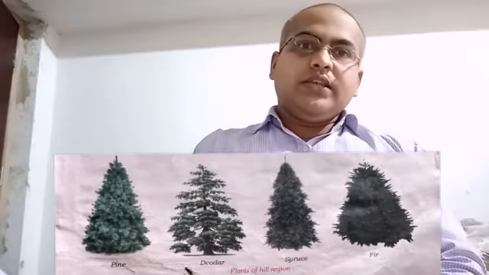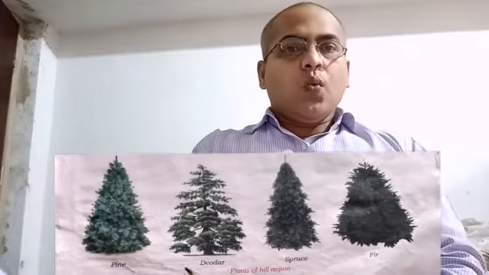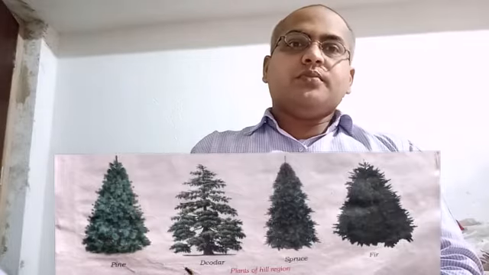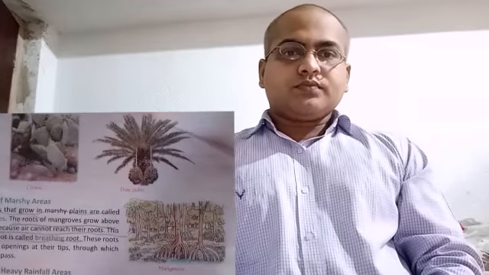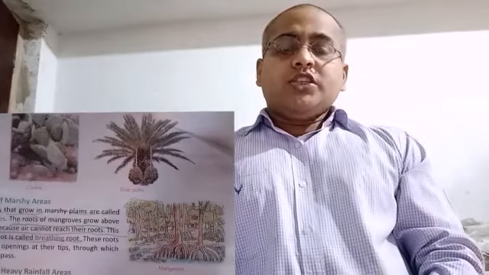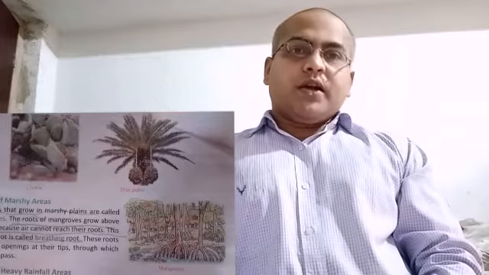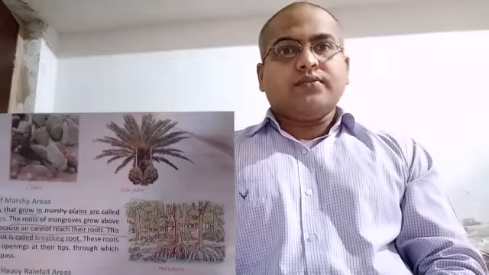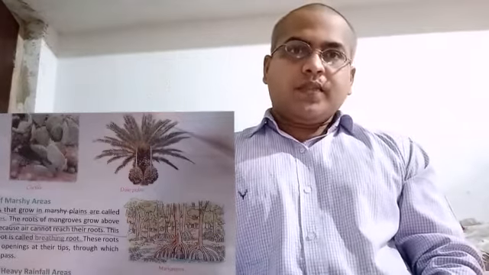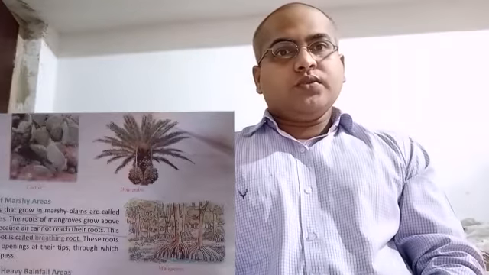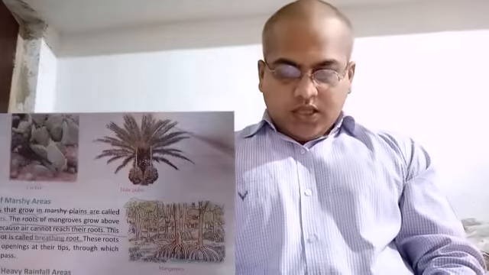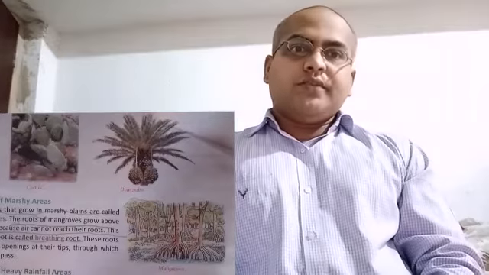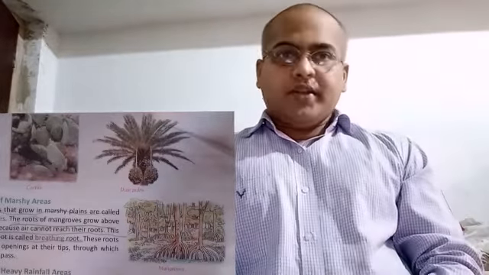Next, question number C. Answer the following questions. What are the special features of submerged aquatic plants? Here they are asking the special features of submerged aquatic plants. The answer is, their leaves are narrow. Roots remain fixed in the ground. Stems are very delicate and flexible. Examples of submerged aquatic plants are hydrilla and tape grass.